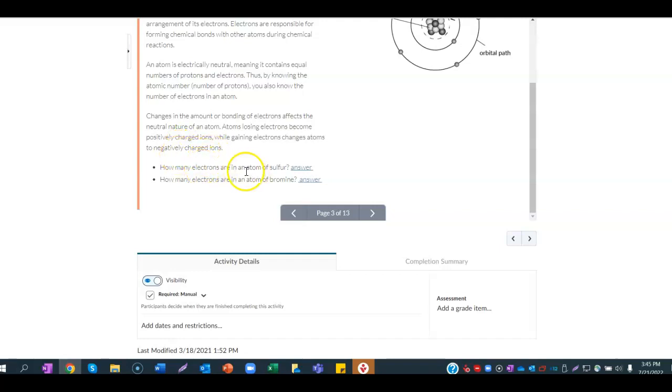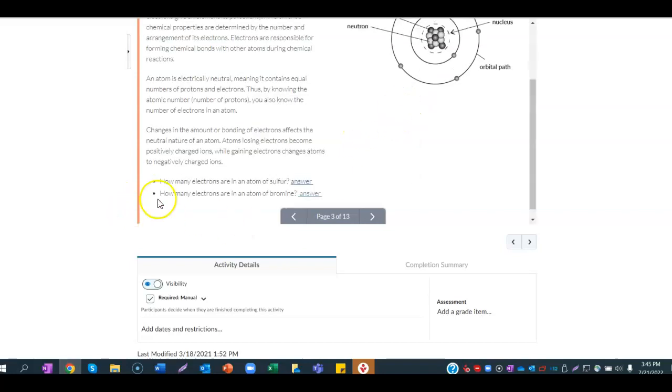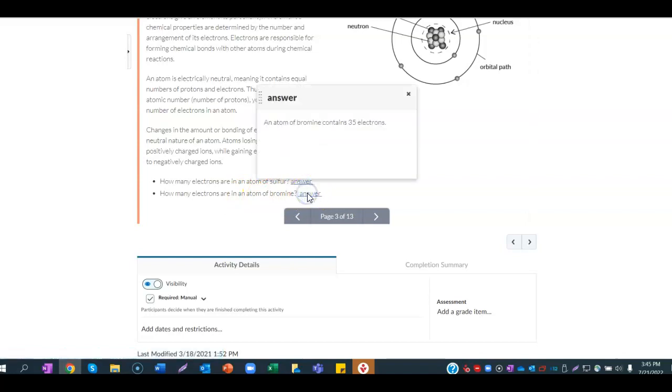So how many electrons are in the atom of sulfur? So sulfur is element number 16. It's got 16 protons and 16 electrons. And then how many electrons are in the atom bromine? Bromine has 35 electrons.